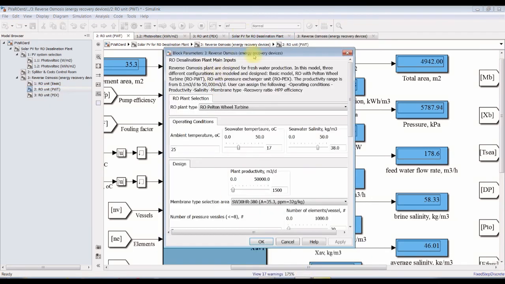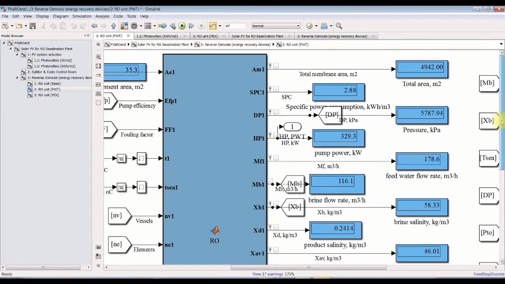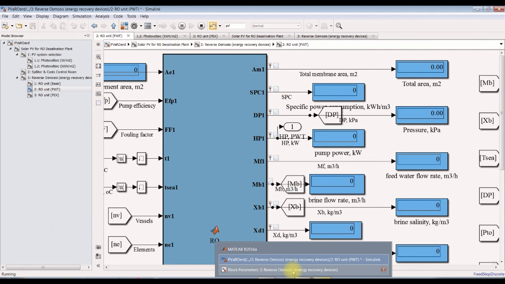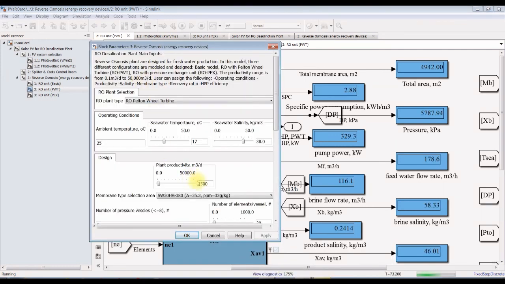Okay, let's watch this. Suppose I'm going to change. Let's hit run first. Okay, let's change productivity and watch the pressure. Productivity, I'm going to increase. Okay, therefore the pressure is increasing up to 8.